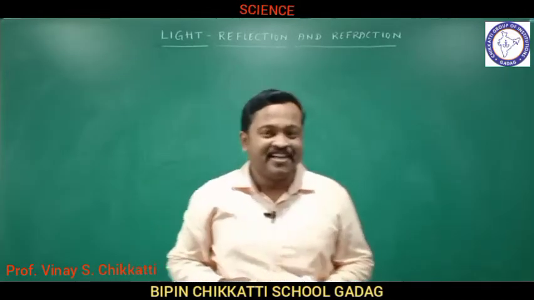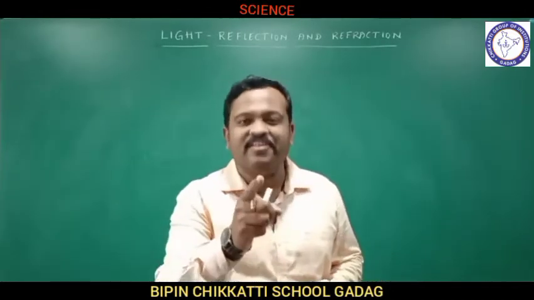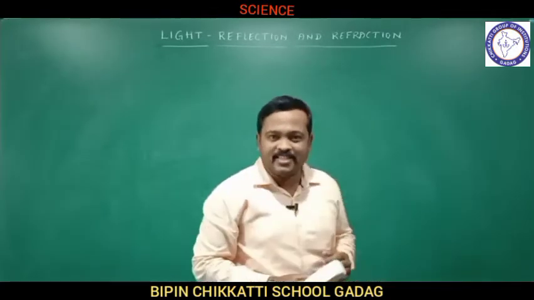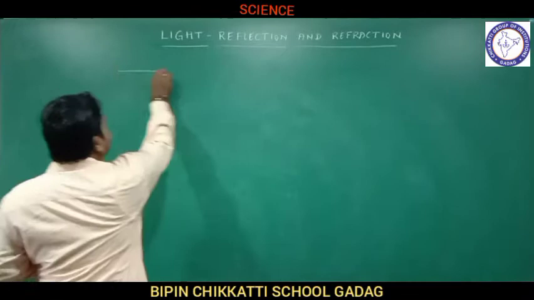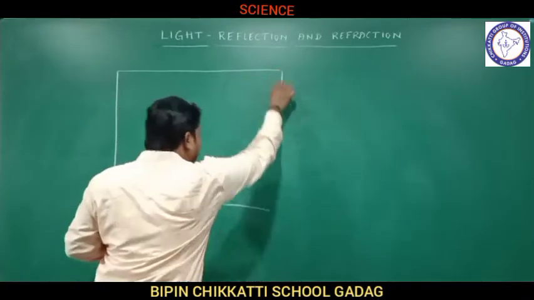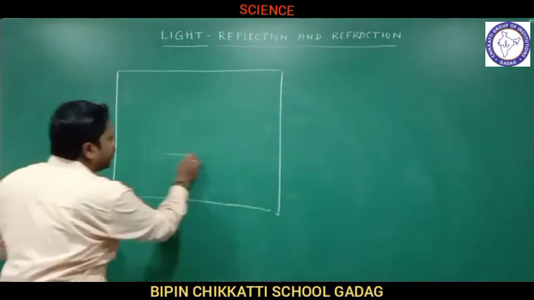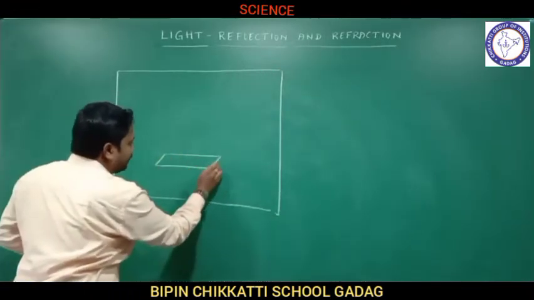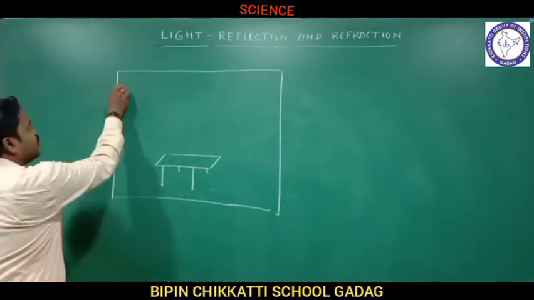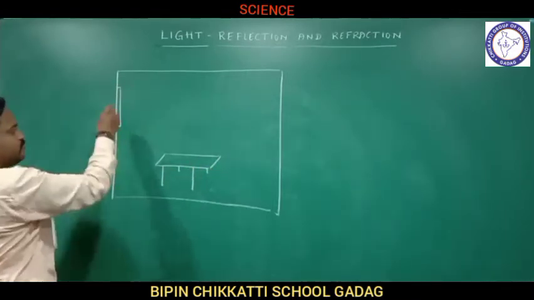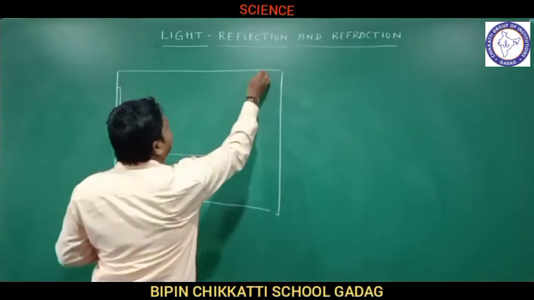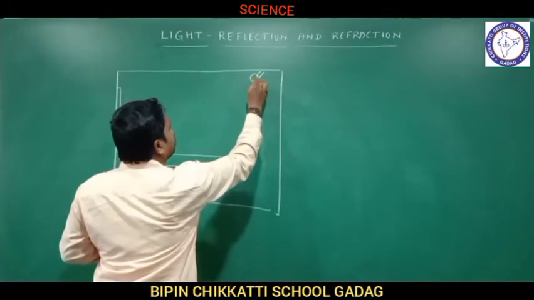Welcome you all to chapter 10, Light, Reflection and Refraction. Let me consider a room here. This is a room, and in this room there is a table kept here, and you enter into the room by this door. And there is a bulb here.